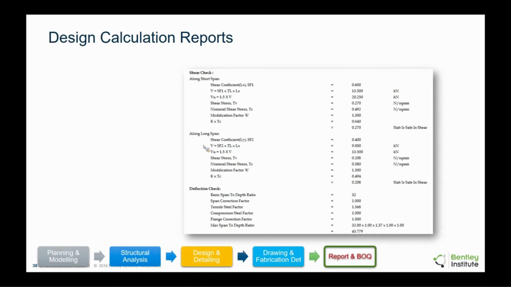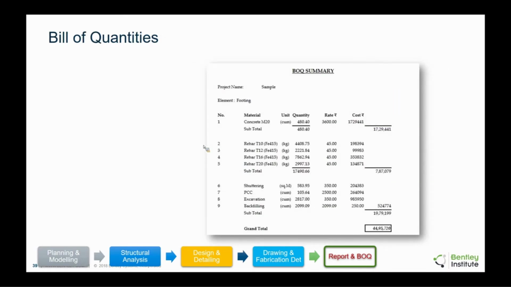A BOQ or an estimation report summary looks something like this. You get concrete grade wise, rebar diameter wise, shuttering, PCC, excavation, and so on. And as an engineer, you can define the rate and the currency depending on wherever the project is. It will translate the quantity into a cost estimate, and then you can drill down into greater detail. So you can get for each column or each beam what is the concrete consumption or the rebar consumption and so on. Actually go down to that level itself.